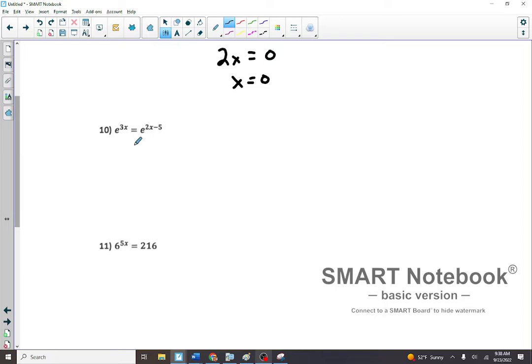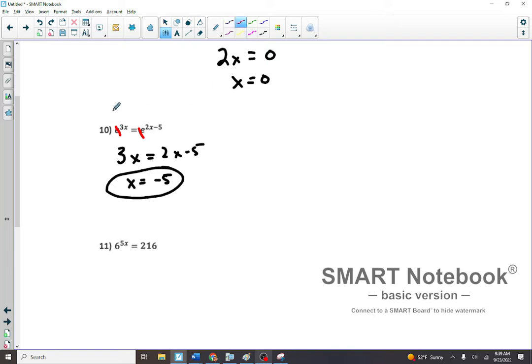All right, next one. e to the 3x equals e to the 2x minus 5. Because they're both e's and exactly the same, I could cross them out because they exactly match. So then I just have 3x equals 2x minus 5. x equals negative 5.